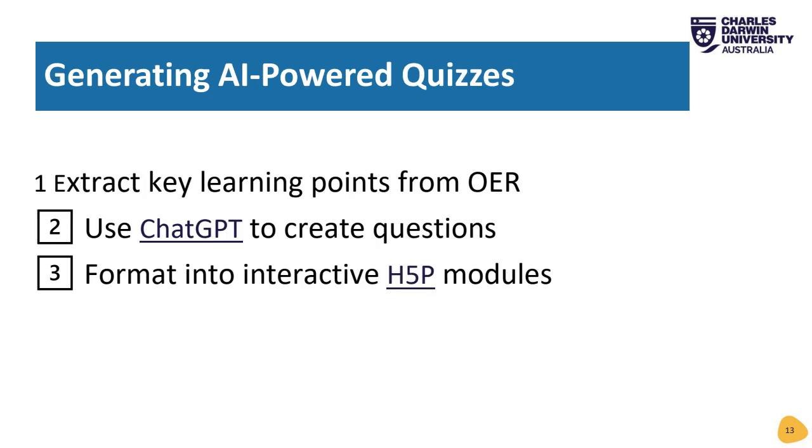A similar step process is used for generating AI-powered quizzes. The first step is to extract key learning points from your OER. The second step is to use ChatGPT or a similar tool to create questions. And the third is to format into interactive H5P modules.